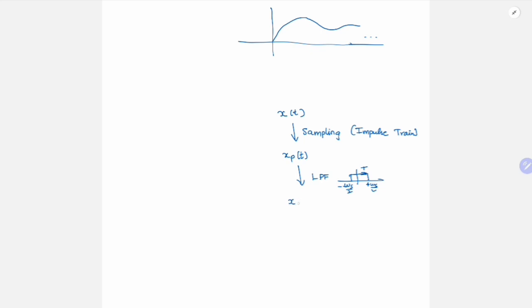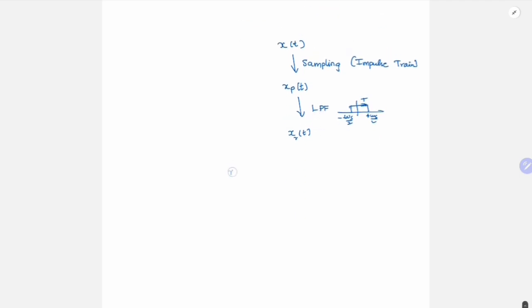And then we said we'll get back x of t. For now, let's call it xr of t, and we'll see how xr of t is equal to x of t. So my xr of t is nothing but xp of t convolved with this transfer function, so impulse response h of t.